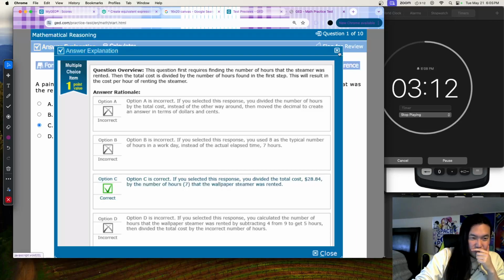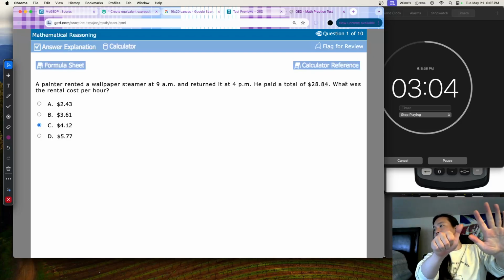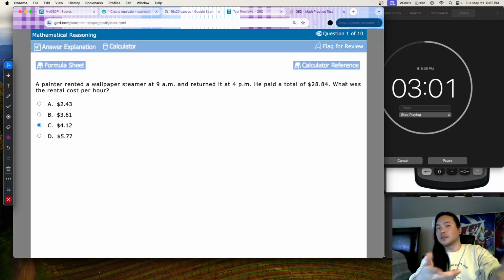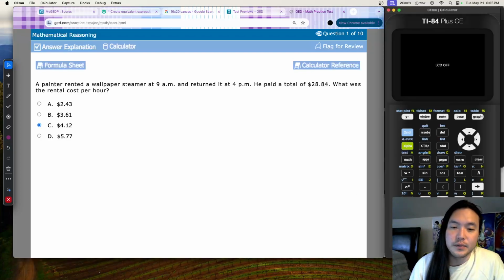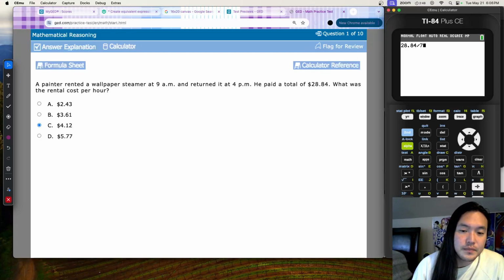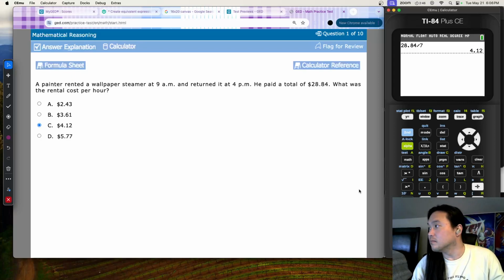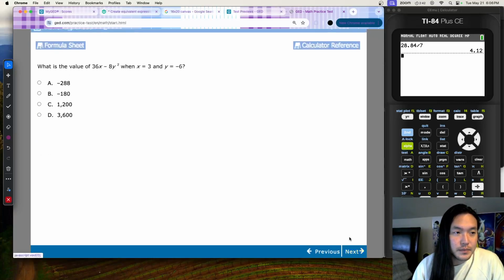Right. So here, feel free to count on your fingers, right? We start at 9, 10, 11, 12, 1, 2, 3, 4. That's 7 hours, right? And then if it costs 28.84, you divide 28.84 by 7. Literally 28.84 divided by 7. That's 4.12. Good. Very good. Next one.